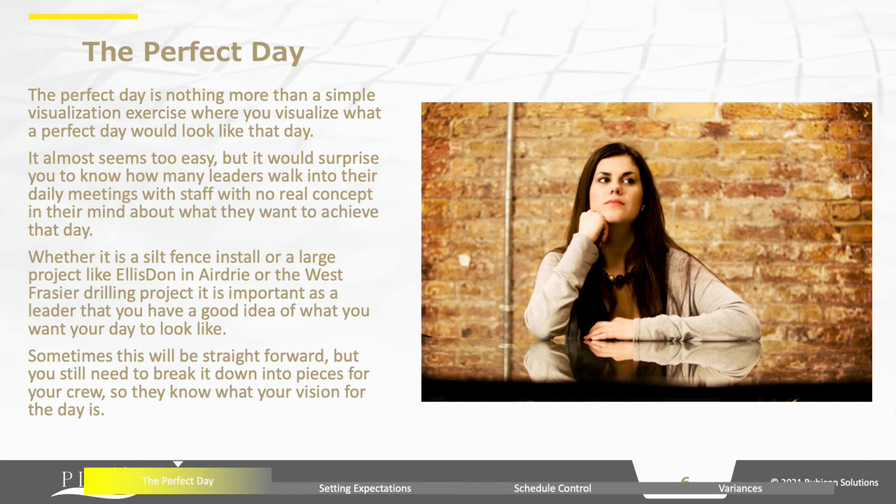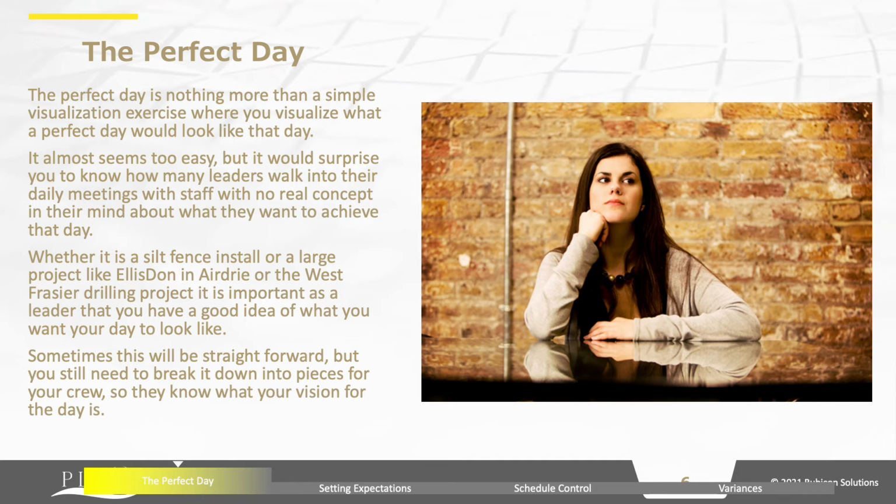So perfect day really is nothing more than a simple visualization exercise where you visualize what a perfect day would look like. Now that typically is something that you either have figured out the night before at the end of the previous day, or you're thinking about it on your way into the site. It's the sort of thing where you have an idea of what you want to accomplish, and you know what, it seems obvious, and maybe some of you do this already without thinking about it, but there are probably far more leaders who get onto their job site and have no idea of what that perfect day is going to look like, and it's just sort of rote but not real intention happening with respect to how they drive stuff.